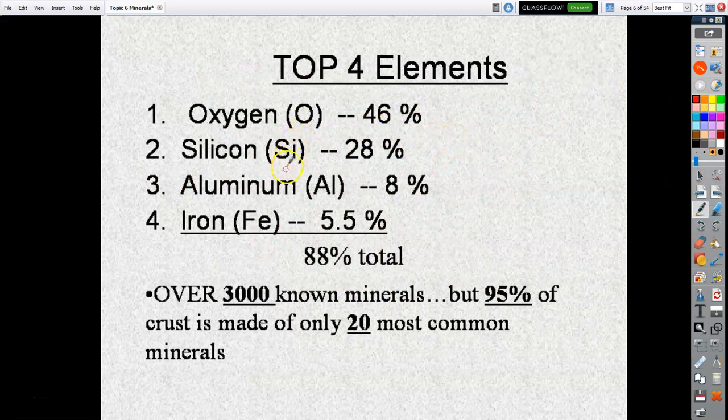So again, oxygen, silicon, aluminum, iron make up 88%, just those top 4. Again, there's over 3,000 minerals out there. 95% of the crust, the rocks on the Earth, are made up of the 20 most common minerals, which are the ones listed on the back of your ESRT. Quartz, hematite, sulfur, talc, galena, pyroxene, etc. So if you look at those minerals listed on the back, those are the most common rock-forming minerals.